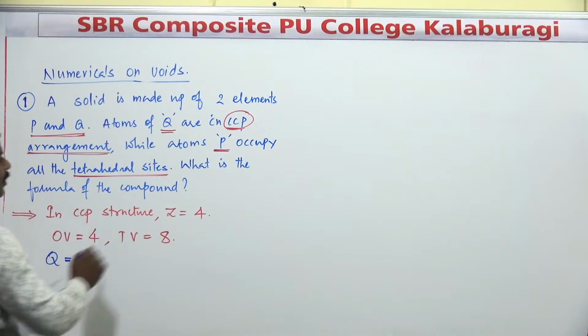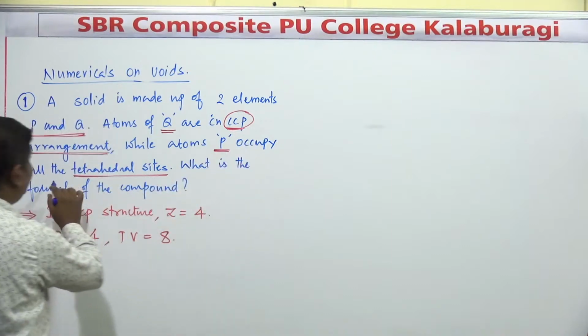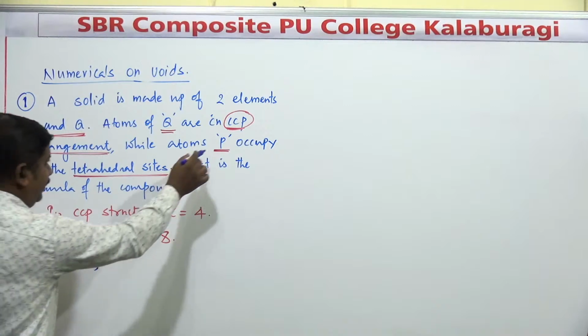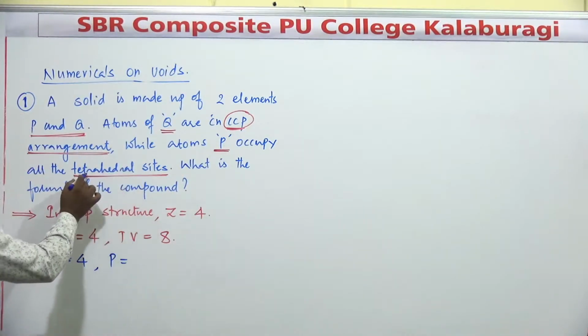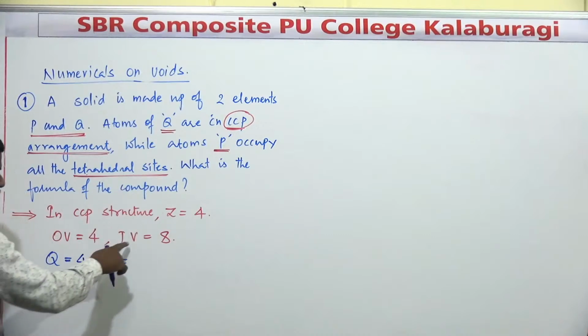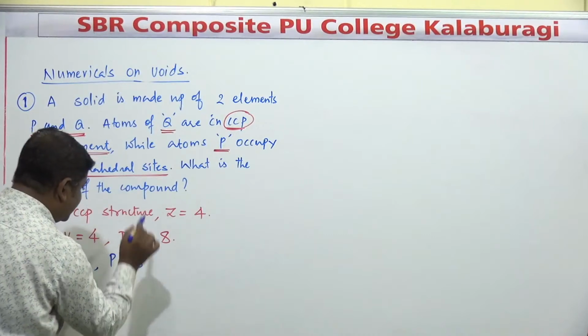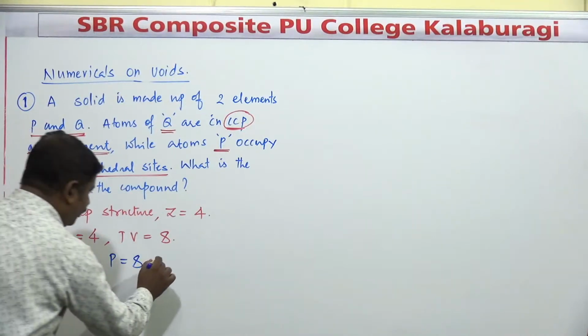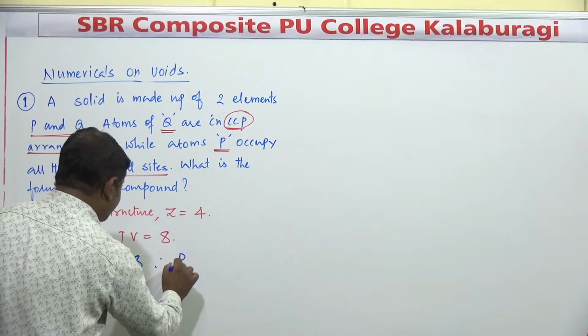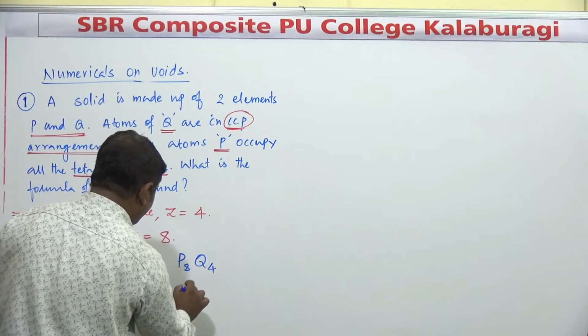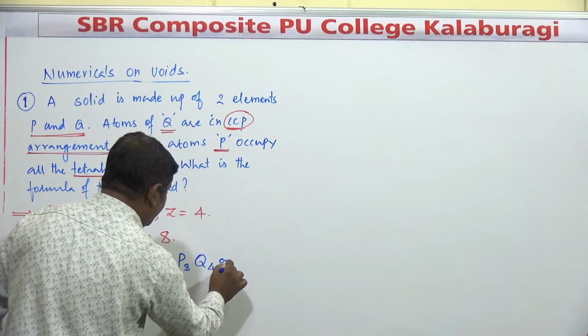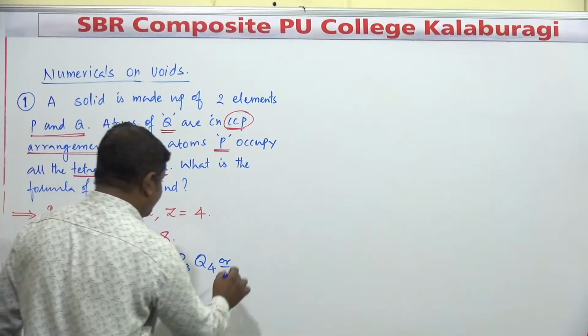Then what should be the value of P? P occupies all the tetrahedral sites. How many tetrahedral sites are there? Totally 8 tetrahedral voids are going to be there. So P is 8. Therefore, what should be the formula? It is P8Q4.